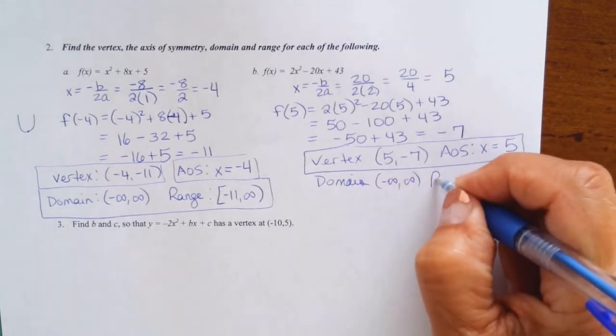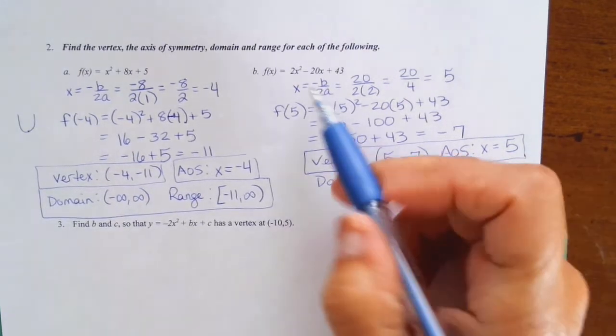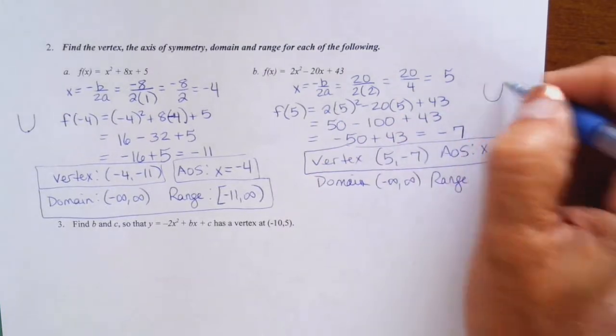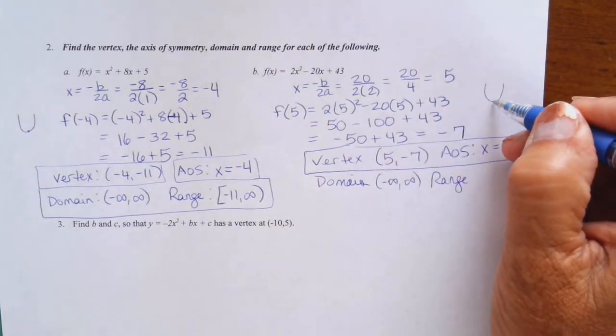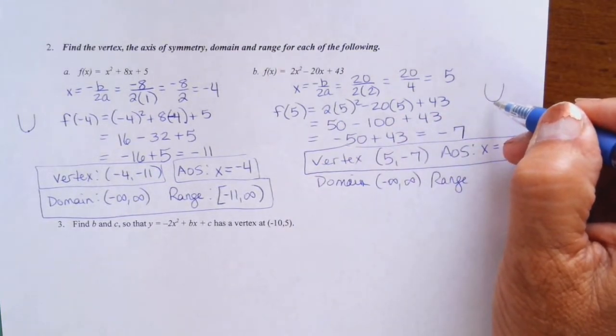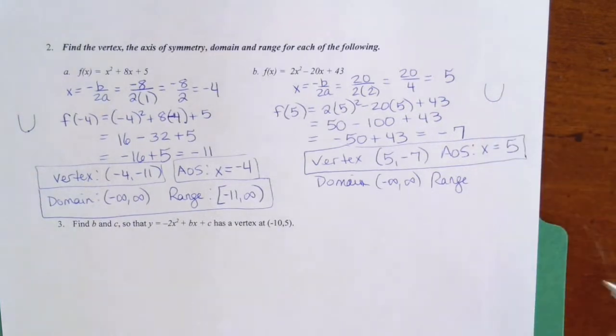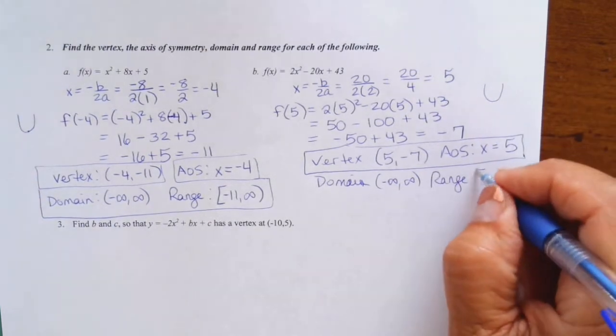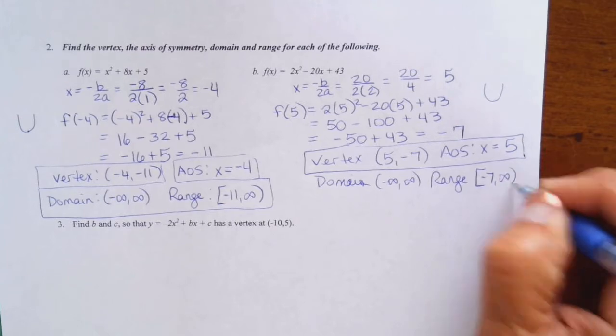Okay, and then the range. Again, since a is positive, this thing's going to open up. So we're going to go from the y value of the vertex up to positive infinity. So that would be from negative 7 to positive infinity.